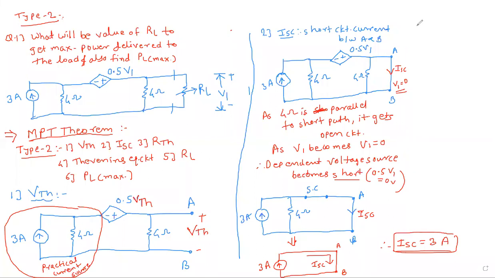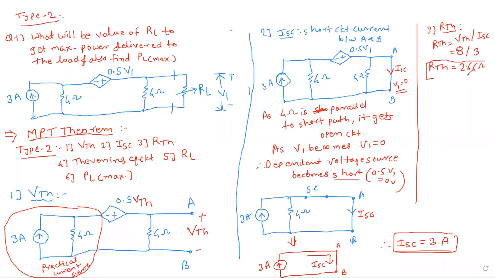Now finally, what do you have to do now? Finally, you have to find out RTH. So the third part is RTH. RTH is equal to VTH divided by ISC. So what was VTH? 8 divided by 3. So RTH is 8 divided by 3, what was the answer? 2.67. 2.66 ohm. Everyone understood up to here.